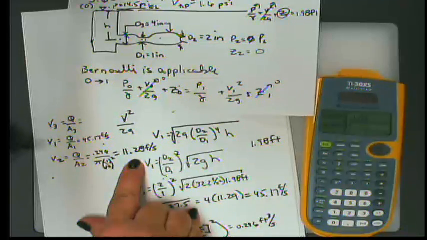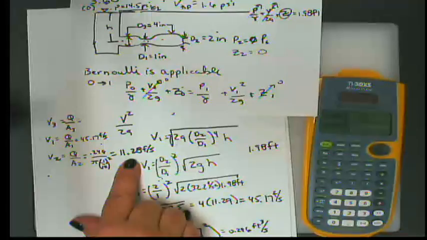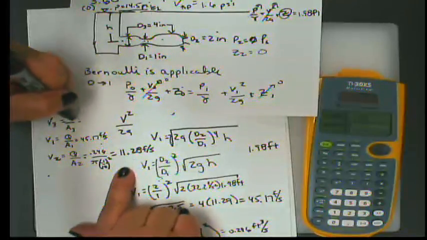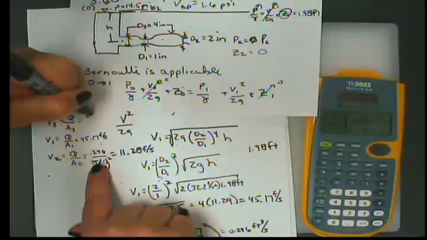Think about this. Here in point 1, we have a very narrow conduit. So does it make sense that we would have a higher velocity here? It certainly does. It's going to have to go through faster, and then it will slow down right here. So then my Q up here, still the same, 0.246.